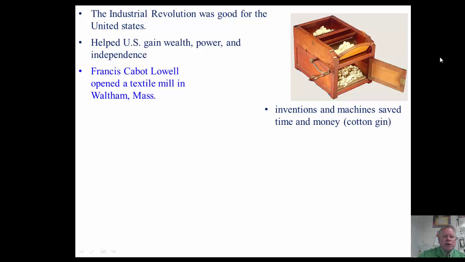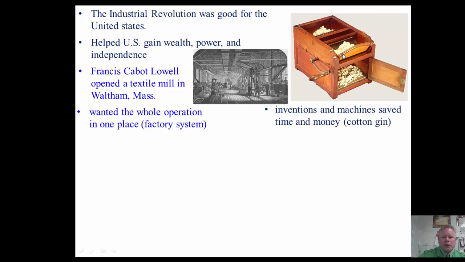Francis Cabot Lowell opened a textile mill in Massachusetts and decided that he wanted the whole operation in one place under one roof, so he kind of invented the factory system. Here's a picture of an early factory with everything under one roof. The factory system made manufacturing more efficient, and more efficient means they were going to make more money.